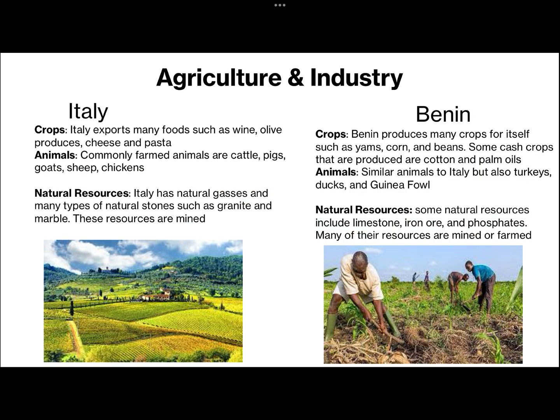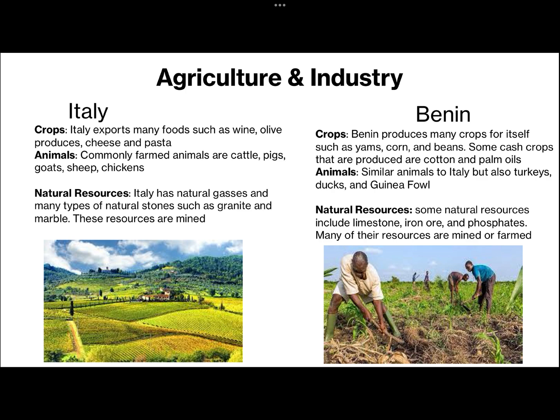Now we'll move on to agriculture and industry, where Italy has many crops which were listed before, but I'll also add wine, olive products, and cheese into that. Many animals there that are commonly farmed are cattle, pigs, goats, sheep, and chickens. Italy also has a bunch of natural resources, such as natural gases and natural stones such as granite and marble. These need to be mined and collected from the ground.